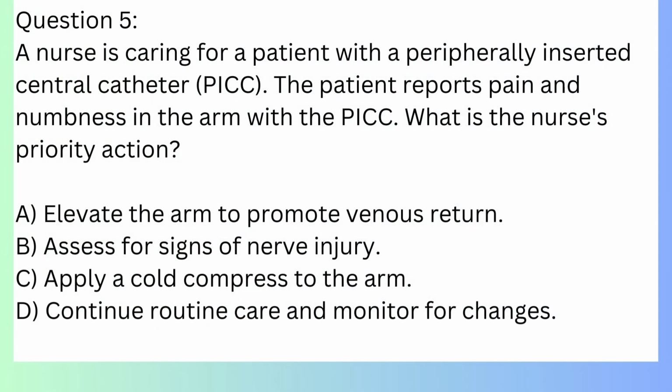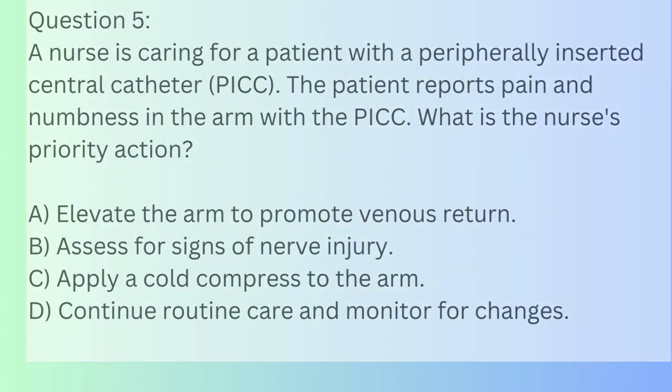Question 5. A nurse is caring for a patient with a peripherally inserted central catheter, PICC. The patient reports pain and numbness in the arm with the PICC. What is the nurse's priority action? A. Elevate the arm to promote venous return. B. Assess for signs of nerve injury. C. Apply a cold compress to the arm. D. Continue routine care and monitor for changes.